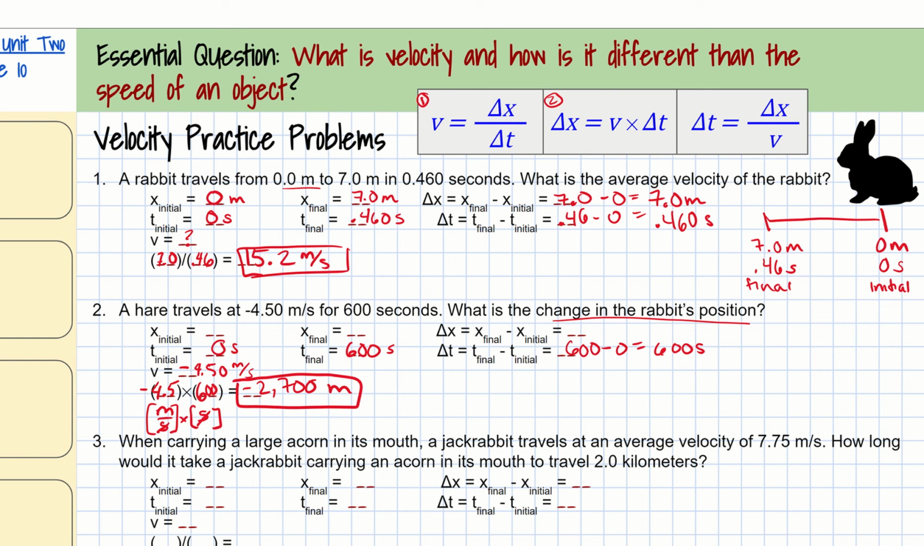And you could go back, and if you wanted to, you could put that up top here for delta x, but you really didn't have to. This was a question mark. We didn't know it initially, and we needed to do a little bit of math to solve for what that change in position was.